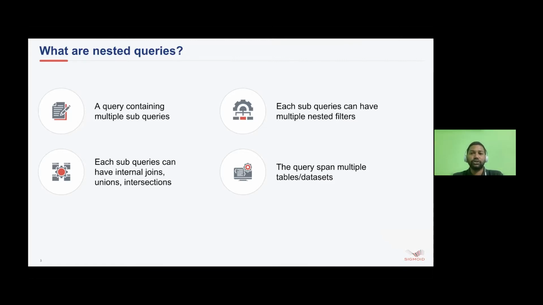Nested queries can have multiple nested filters inside them, and each subquery inside that nested query can have multiple internal joins, unions, intersections, and the query can span multiple tables or data sets.